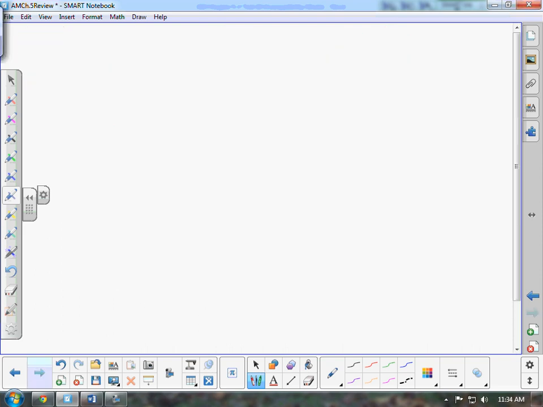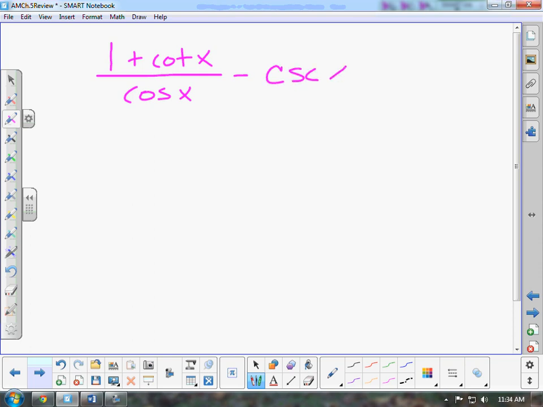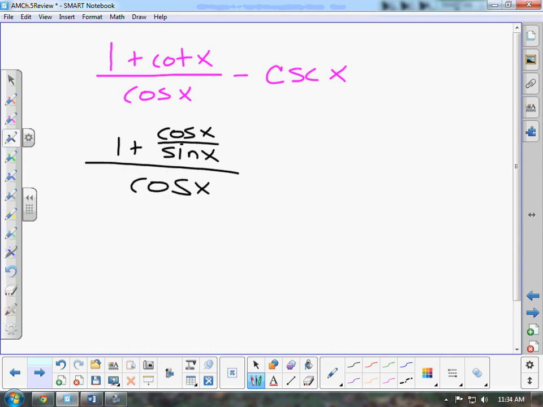As an added bonus for watching this video, we will look at one more example. In this example, we will have 1 plus cotangent of x over cosine of x minus cosecant of x. And we want to get this down to one term. So the first thing, we're going to change cotangent right now to cosine of x over sine of x, still over cosine of x, minus 1 over sine of x.